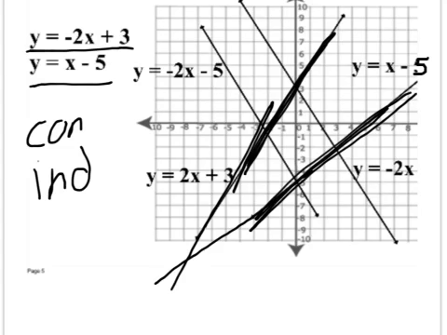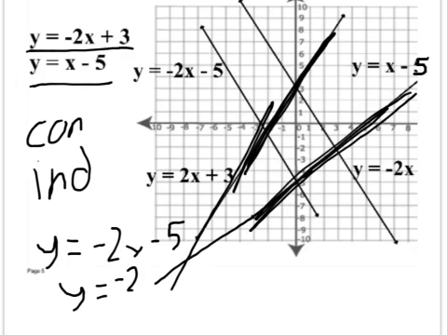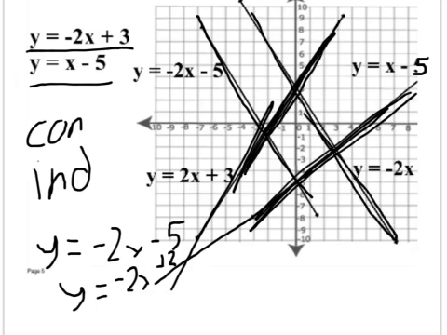All right, let's go with this. Let's go y equals negative 2x minus 5 and y equals negative 2x plus 3. So let's go with those lines. This is negative 2x minus 5. This is the negative 2x right here, because this is plus 3 right here. Since they're parallel, they're inconsistent, right?